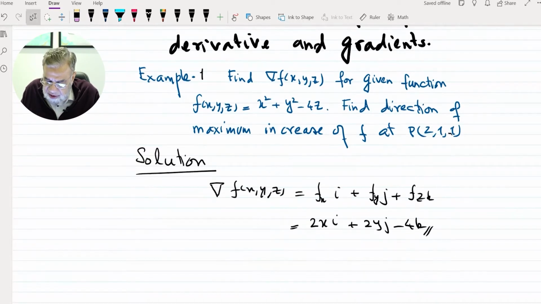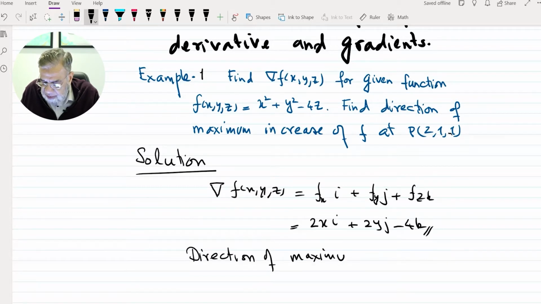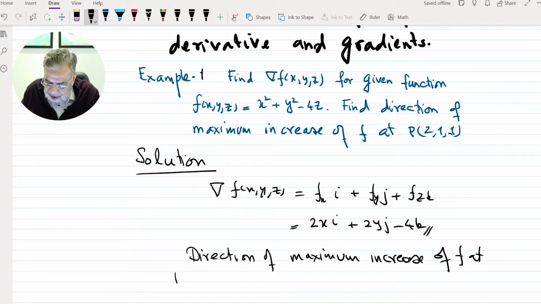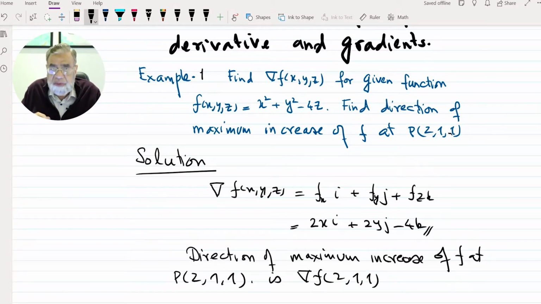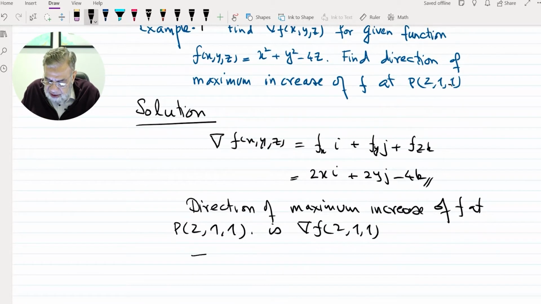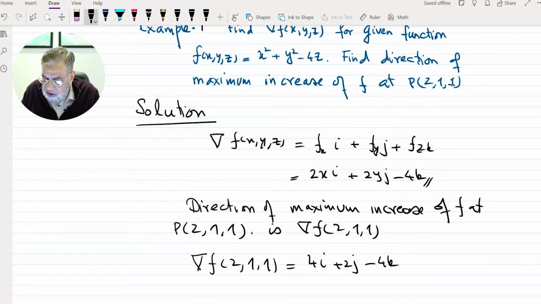Now I want to find the direction of the maximum increase of the function at the point P(2, 1, 1), which is the gradient of the function at the point 2, 1, 1. If we have maximum decrease, then we have a minus. So here we write the gradient of the function, the direction of maximum increase is this direction. Taking the value x equal to 2, we get 4i, y equal to 1, we get 2j, and z equal to 1, we get minus 4k. So this is the direction of maximum increase.